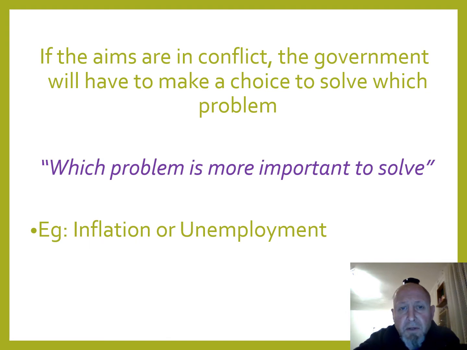So, if aims are in conflict, the government will always have to make a choice to solve the problems they face. Which problem is more important to solve? Do we solve inflation or do we solve unemployment?